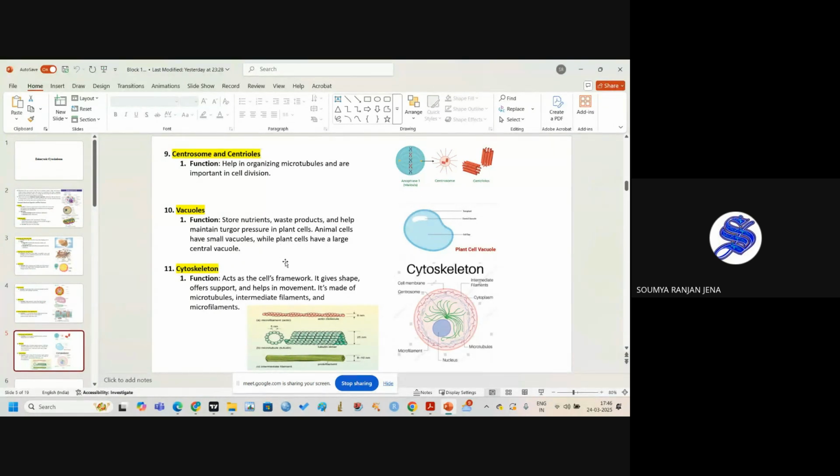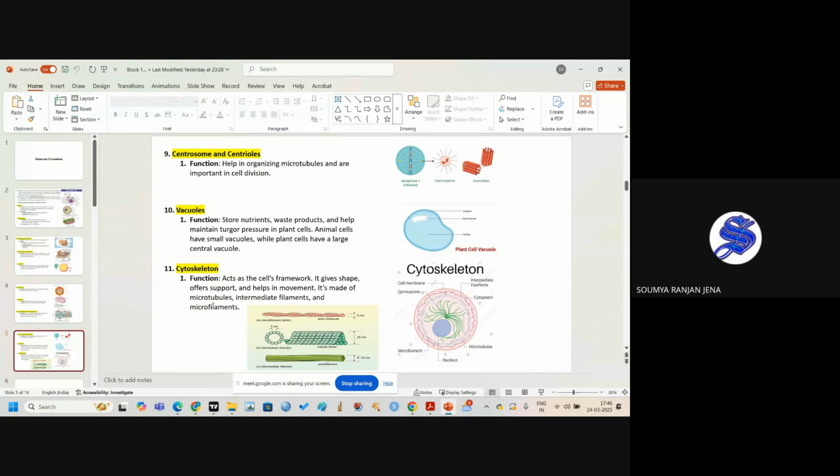Then another one is vacuoles. These vacuoles store nutrients and waste products and help maintain turgor pressure in plant cells, but animal cells have small vacuoles to reserve some waste materials, while plant cells have large central vacuoles. Basically, most vacuoles are found in plant cells, and in animals a small number are found because they store only waste materials. But in plant cells, they store nutrients and waste products as well as maintain turgor pressure.